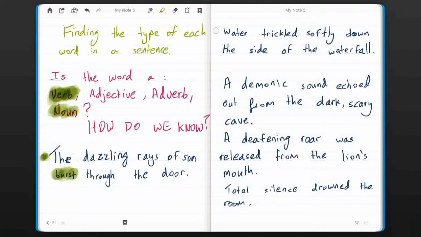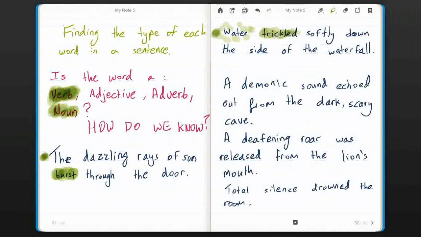Now let's look at this second sentence. The second sentence is saying water trickled softly down the side of the waterfall. So the object that we have should be pretty clear. It's water. And the verb is right next to it. It's trickled. If you see something trickling, it means it's flowing slowly towards something. In this sense, it's water trickling down the side of a waterfall. So trickled means moved slowly.